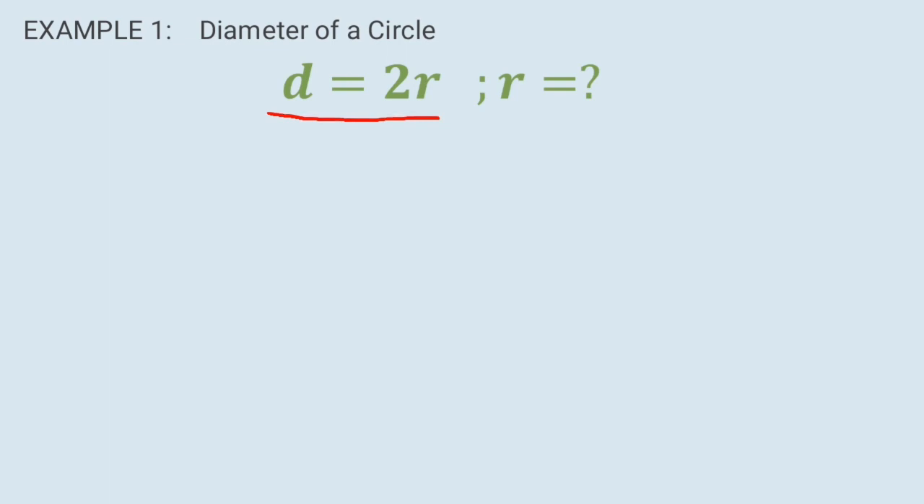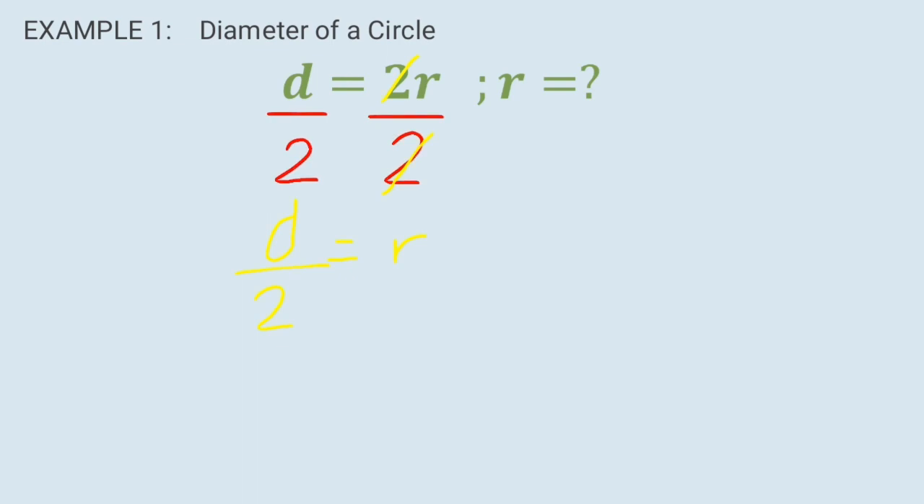So, to manipulate this one, we have to divide both sides by what? By 2. So, we will get r. It will be done like this. Divide by 2, and 2 on the other side. Now, if you can observe, we can cancel out 2 and 2 here. So, we will have r equals d over 2.